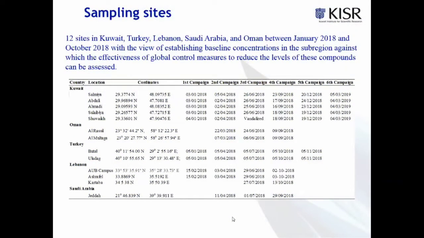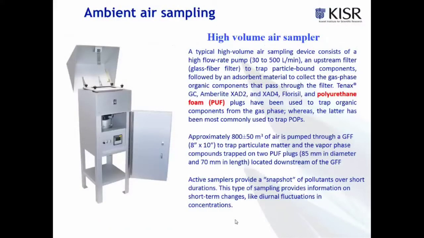In this project, five countries participated, although we tried to involve more countries, but unfortunately they did not reply to us. But at least we have five countries and 13 sampling sites in Turkey, Lebanon, Saudi Arabia, Oman, and Kuwait. The samples were collected between January 2018 and October 2018 with the view of establishing baseline concentrations in the subregion against which the effectiveness of global control measures to reduce the levels of these compounds can be assessed.